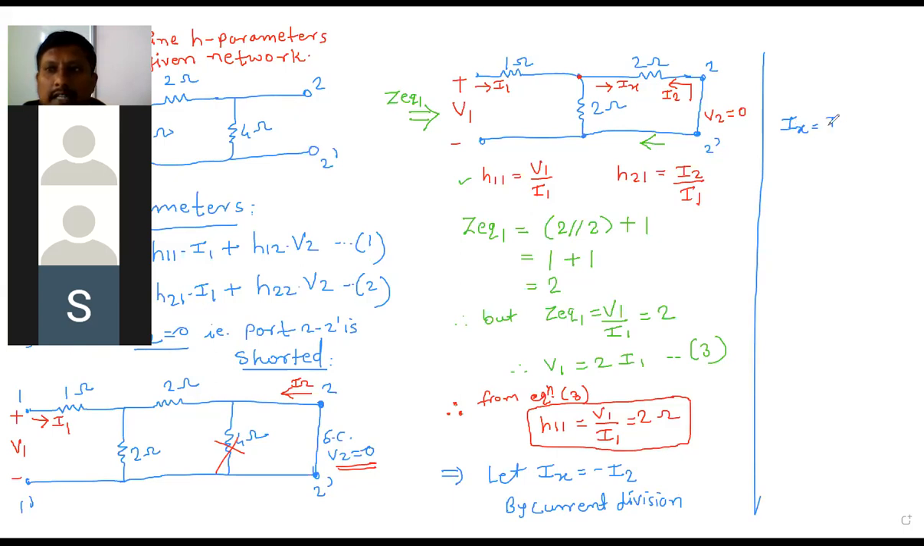Ix is equal to total current I1 into opposite branch resistance 2, divided by 2 plus 2, because Ix is flowing through this 2. That's why you can add 2 here. So Ix is I1 into 2 divided by 4, which means I1 by 2. But Ix is minus I2. Minus I2 is equal to I1 by 2. Okay, so we can say that I2 is equal to minus 0.5 into I1. So this is equation number 4.